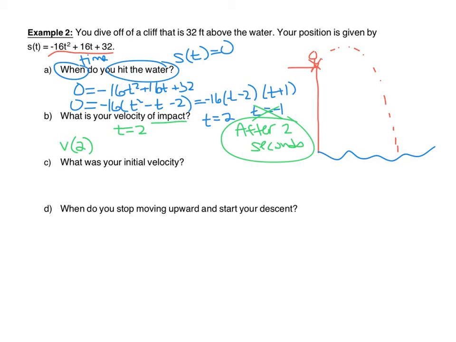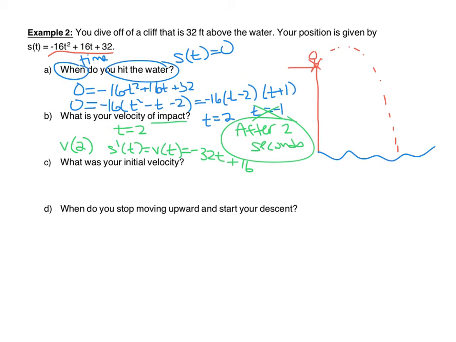To find v of 2, you first need to find the instantaneous velocity. So I'm going to go ahead and find v prime of t, which is the derivative of my position function. And actually, it's not v prime of t, it's going to be s prime of t. Sorry about that. And that's going to give me my v of t. So my derivative is going to be -32t plus 16.